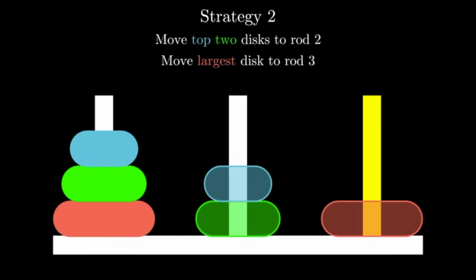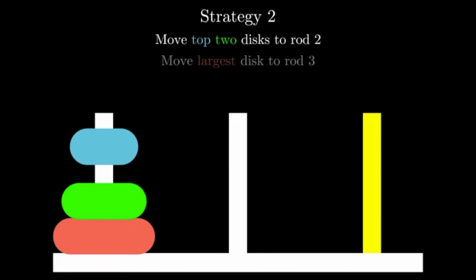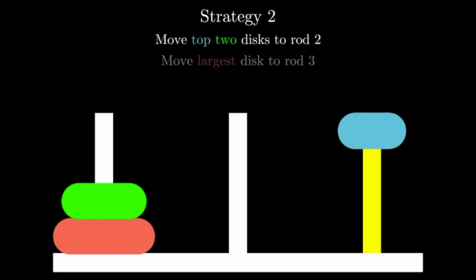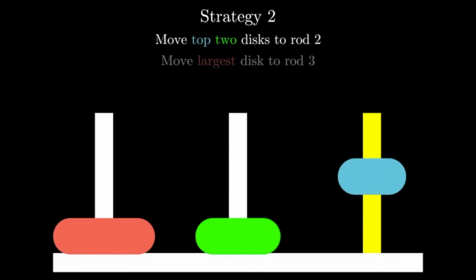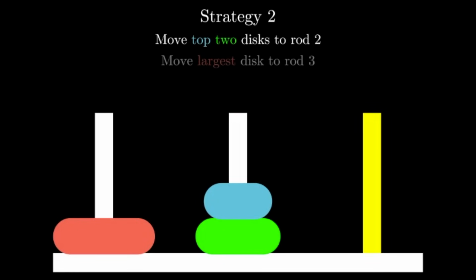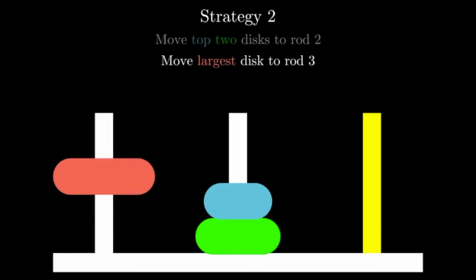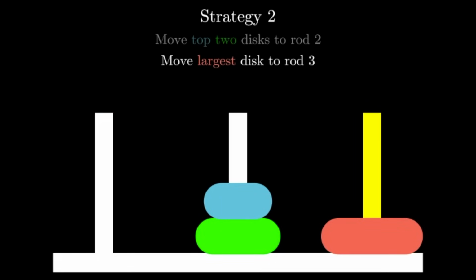Okay, so now that we split our problem into more reasonable subtasks, let's solve them one by one. To move the top 2 disks to rod 2, we first move the smallest disk to rod 3, after which we move the middle disk to rod 2 and finish up the subtask by moving the smallest disk to rod 2. And now we are free to move the largest disk to rod 3. Alright, so what's next? Well, from here the solution is actually pretty clear.